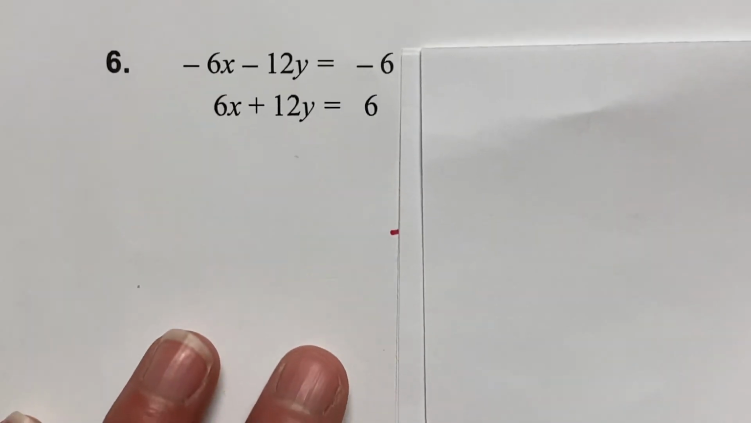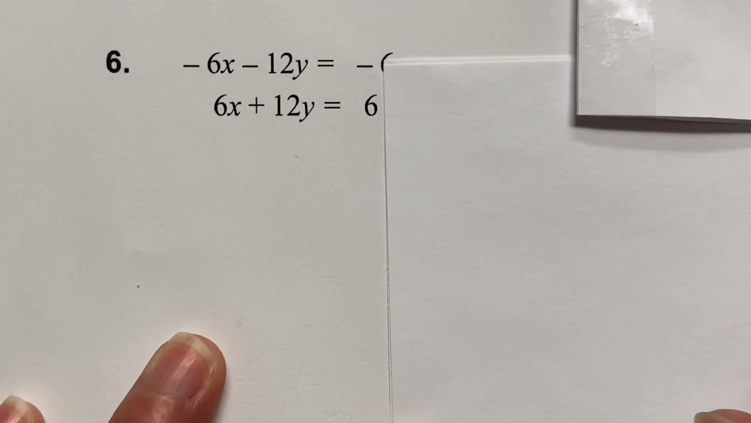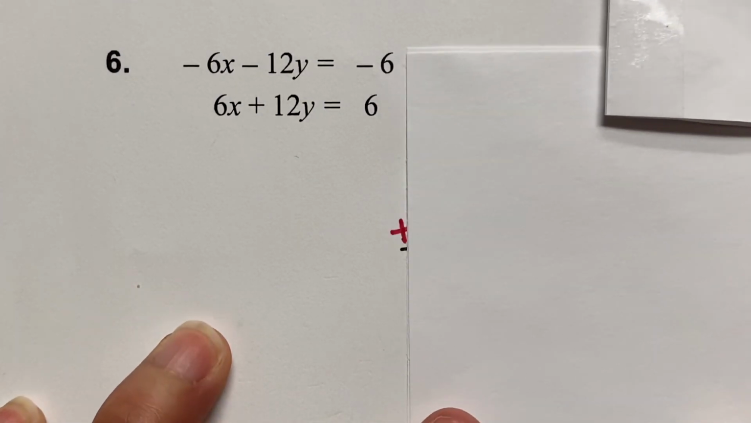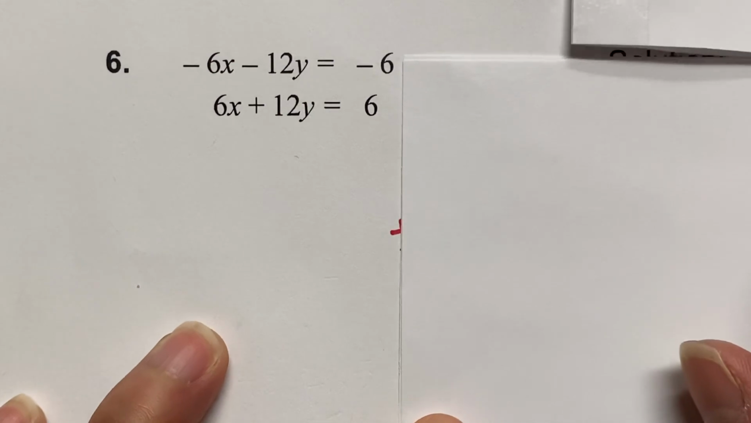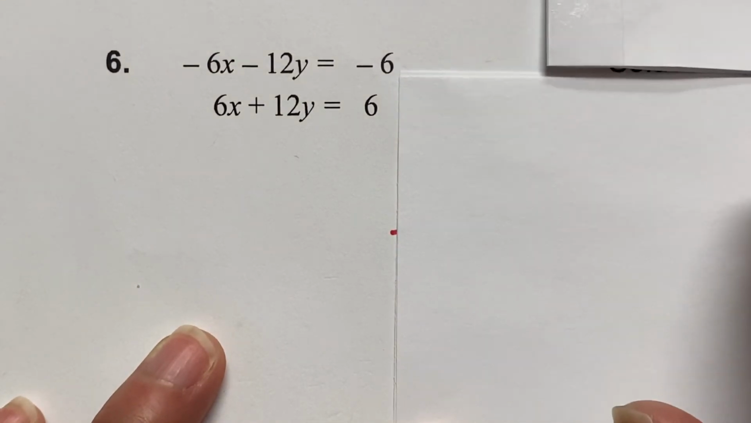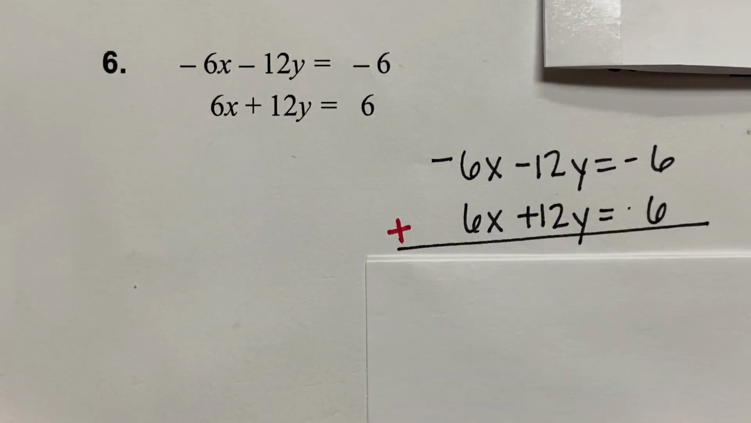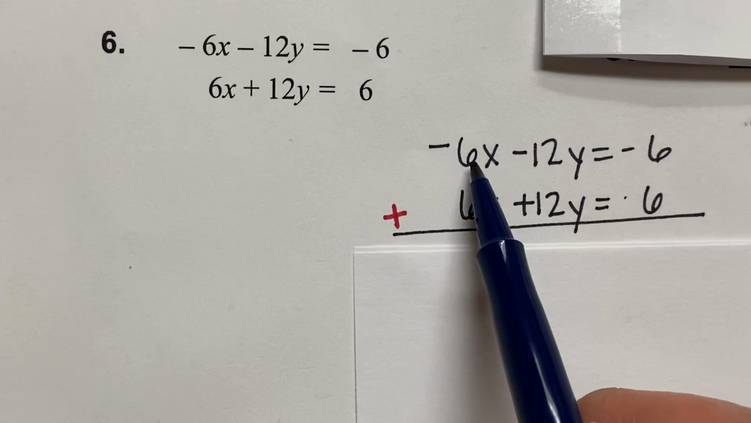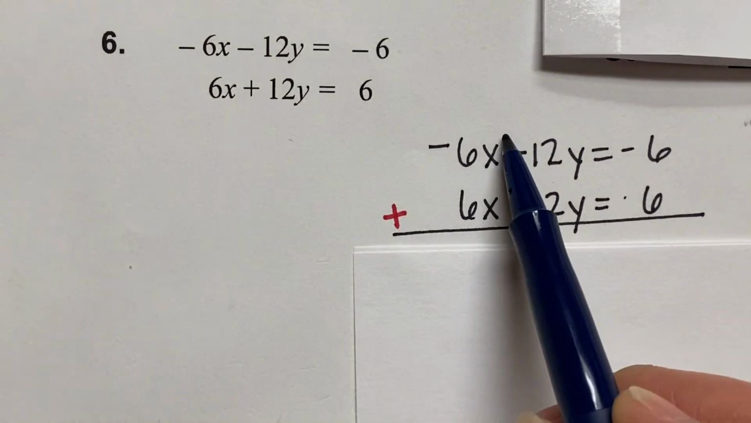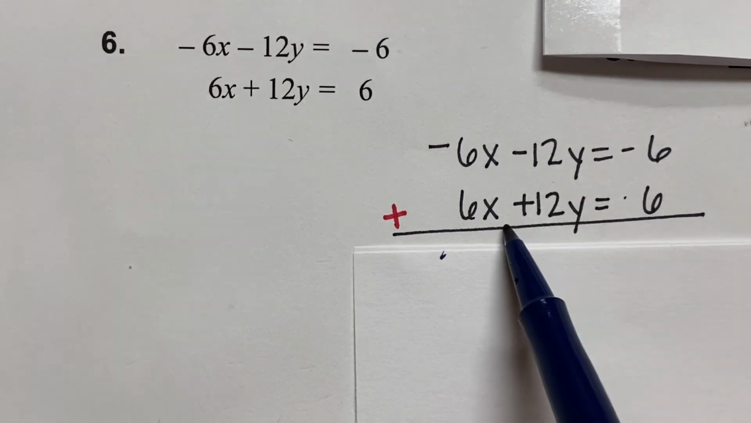In the next example, you have negative 6x minus 12y equals negative 6, and 6x plus 12y equals positive 6. So, again, rewrite both of the equations. And when you look at this and you add them together, your x's, negative 6x, positive 6x, are going to cancel out. Negative 12y, positive 12y are going to cancel out.